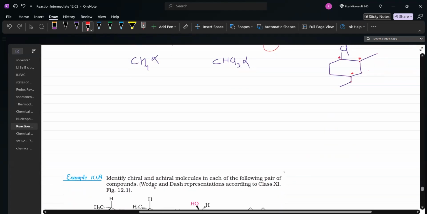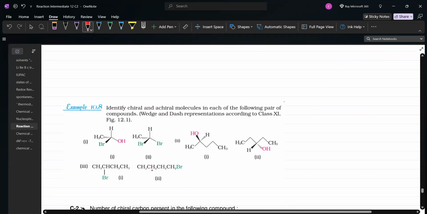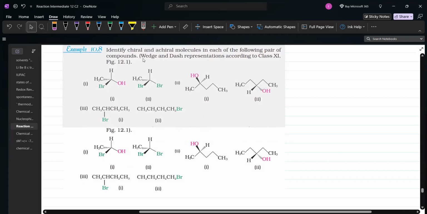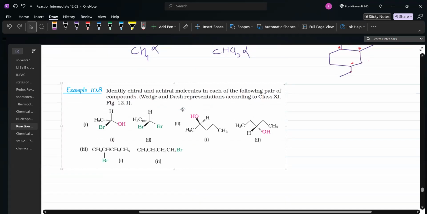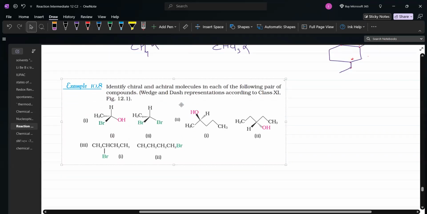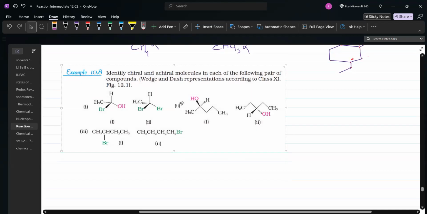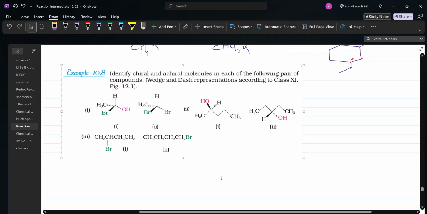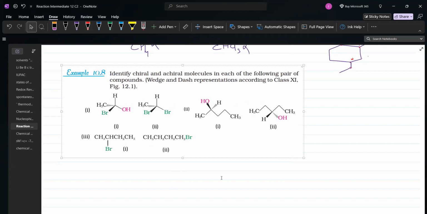So please do this question. I have to let you know the wedge and dash representation. Do you know what is wedge and dash representation? One is bonded and the other one is not bonded. Partially bonded? No, no, no. There is no partially bonded thing here.